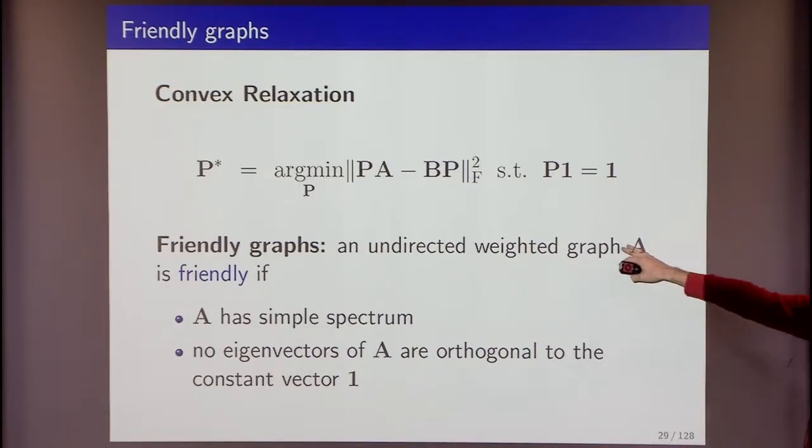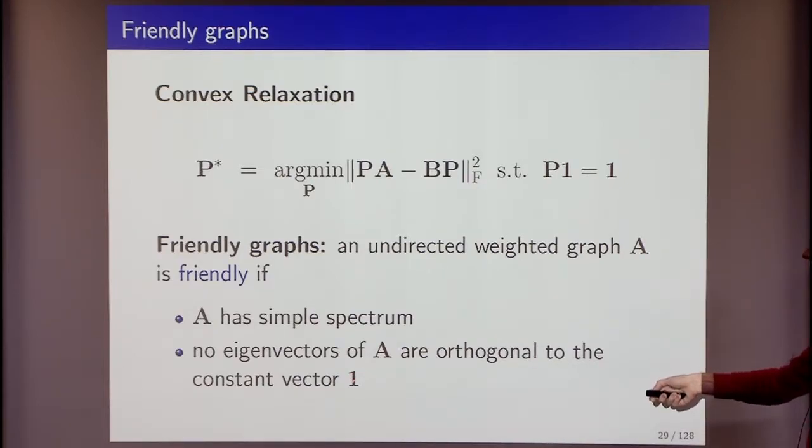So I will call a graph friendly if its adjacency matrix has a simple spectrum. And another funny condition is that no eigenvectors are orthogonal to the constant vector of 1s. So you can think of the projection of the eigenvectors on 1 as the DC component, speaking in signal processing terms. So there are no eigenvectors that have zero DC component. Okay. This excludes the regular graphs, of course. I will say something about how to get rid of this condition, but this excludes the regular graphs, exactly.